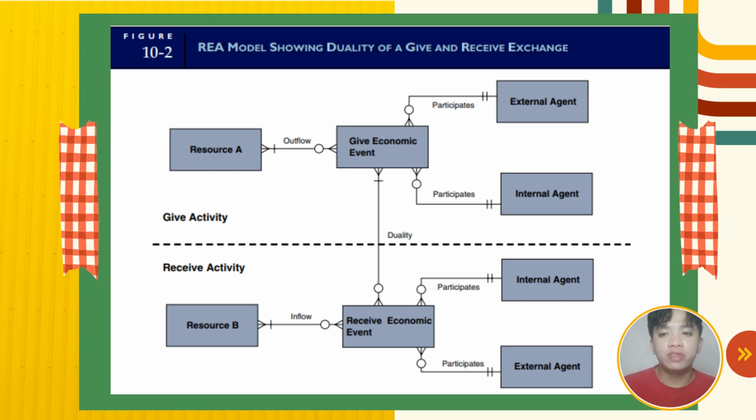An example of this is a customer receiving a purchased product. In a retail transaction, the customer engages in the receive activity by obtaining a purchased product. The product or resource moves from the store to the customer, and receiving the product holds meaning due to the store's giving activity.